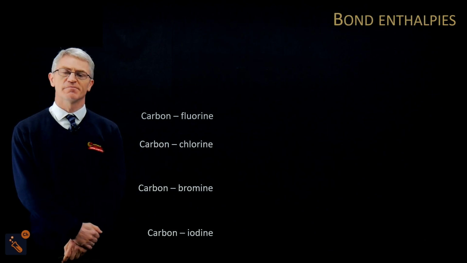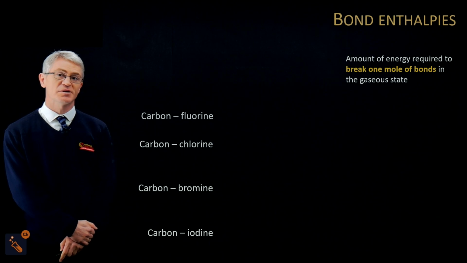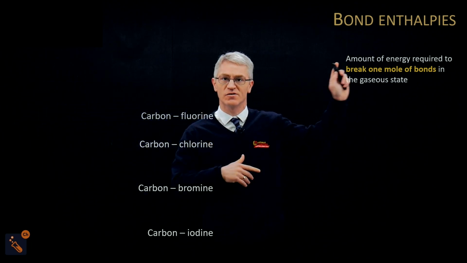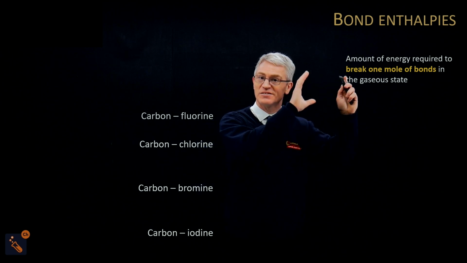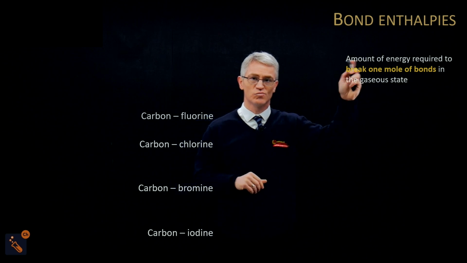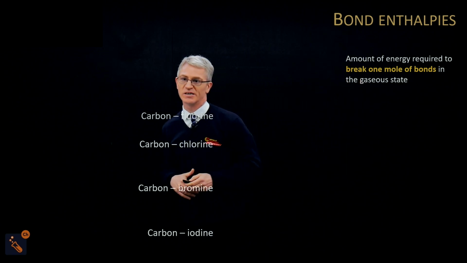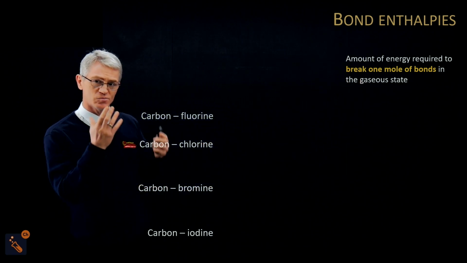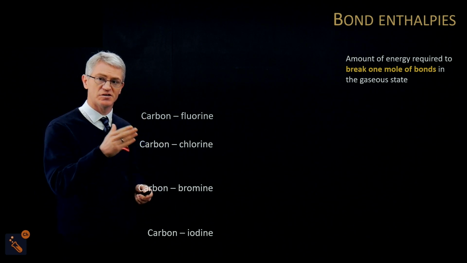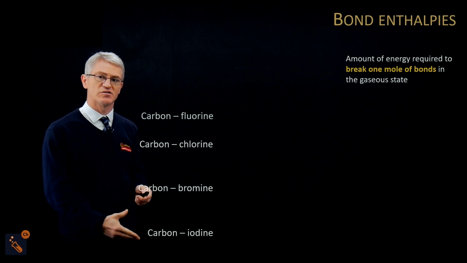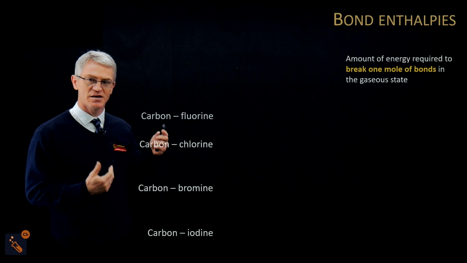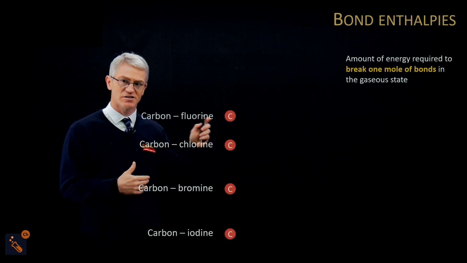So now let's talk about bond enthalpies. Now, bond enthalpy is the amount of energy required to break 1 mole, and all of the definitions are based around 1 mole, but this time it's in the gaseous state, and you can get asked that in the exam, so it's well worth writing that down if you're making notes right now. Now, we're just going to talk about 4 different types of bonds. So carbon fluorine, carbon chlorine, carbon bromine, carbon iodine, and look at those bond enthalpies, how much energy it takes to break those bonds.